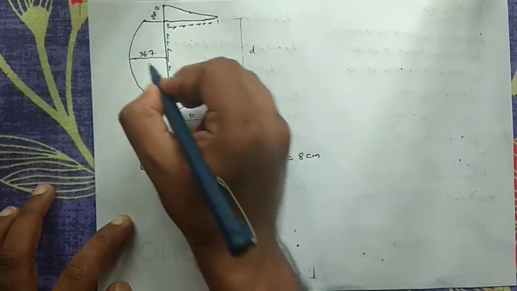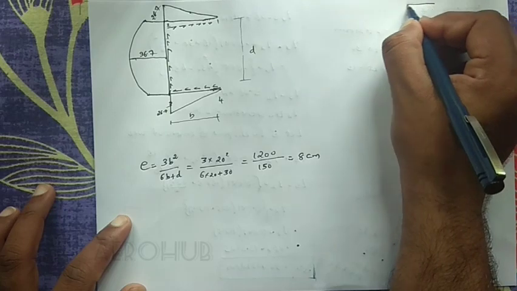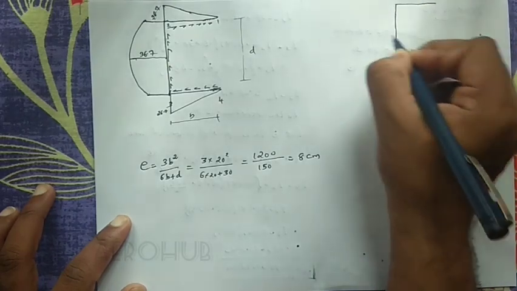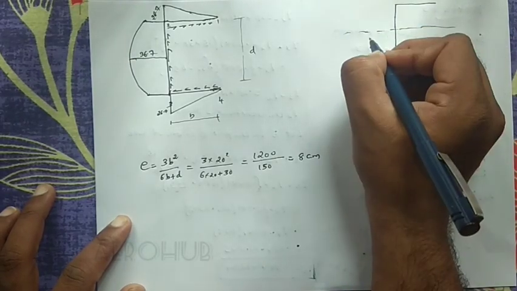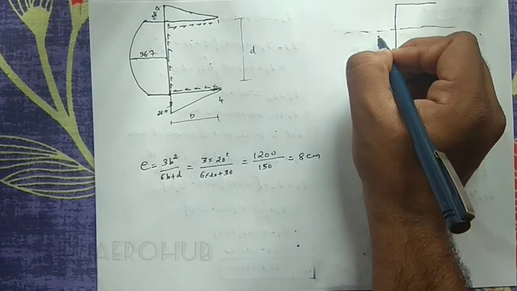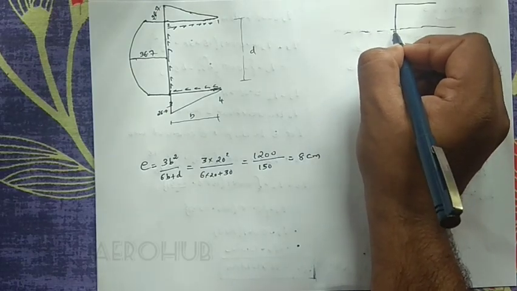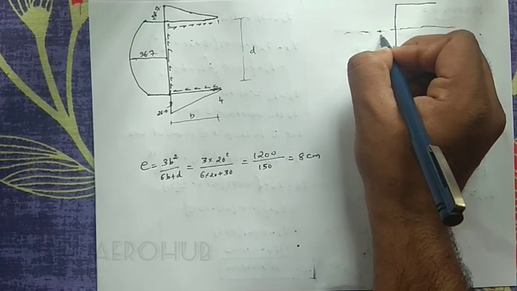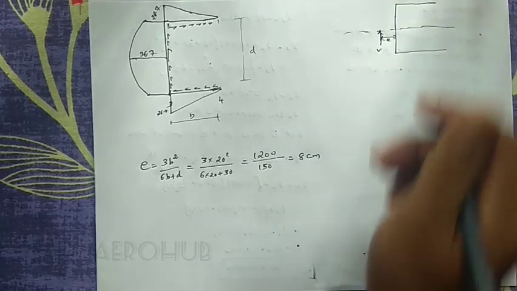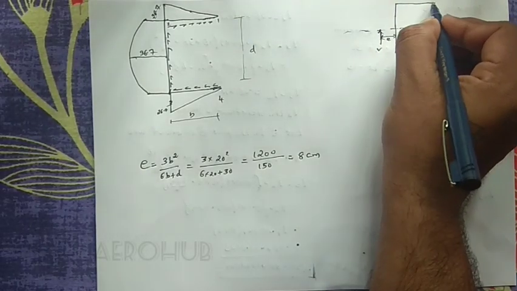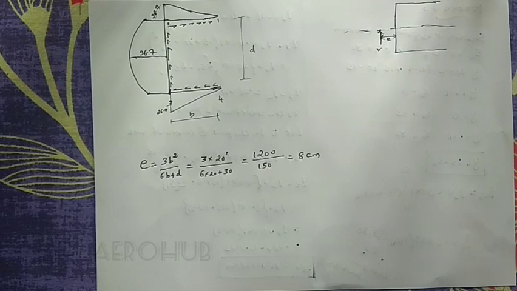Okay, since the section is symmetric about your y-axis, the shear center will be lying on this particular symmetric axis. So since this is positive, it will be outside the section. Okay, this is the value of e when you are applying a vertical load. Okay, now this is the direct formula. We have to use some mathematical equations to find out the value of your shear center.